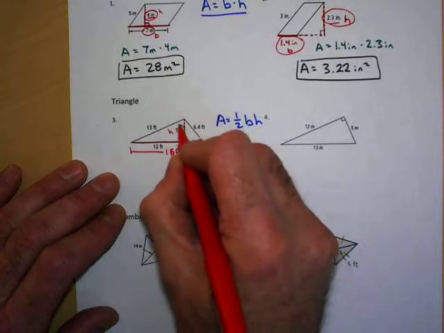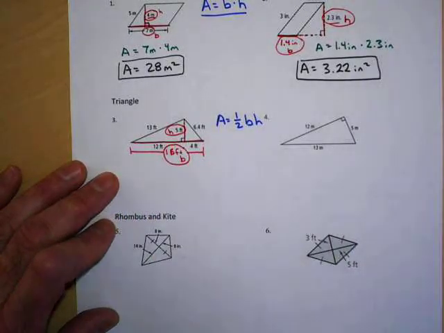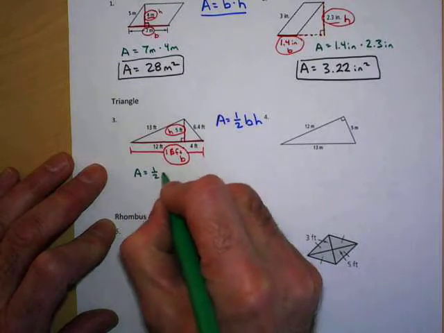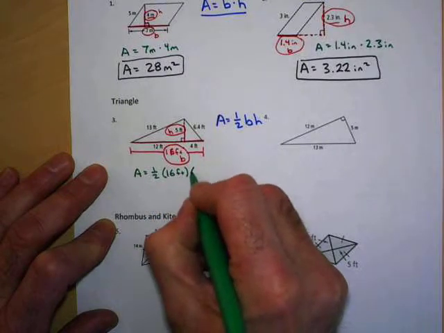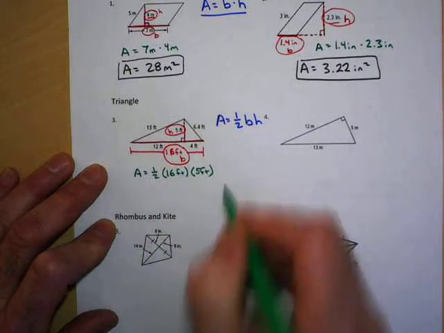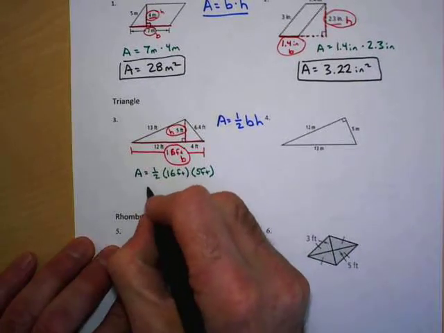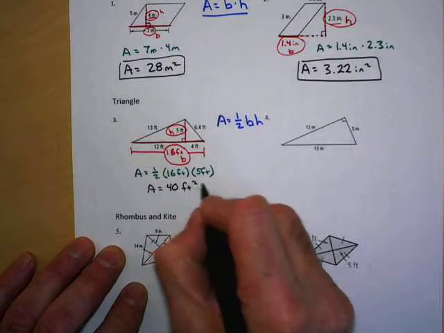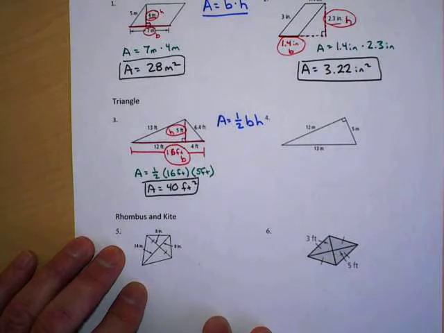This other information is extraneous, meaning that we don't need it. We need these two things. That's all we need. So now area is going to equal 1/2 times 16 feet times 5 feet. When you put all those in your calculator, area is going to equal 40 feet squared. That's the area of this entire triangle.